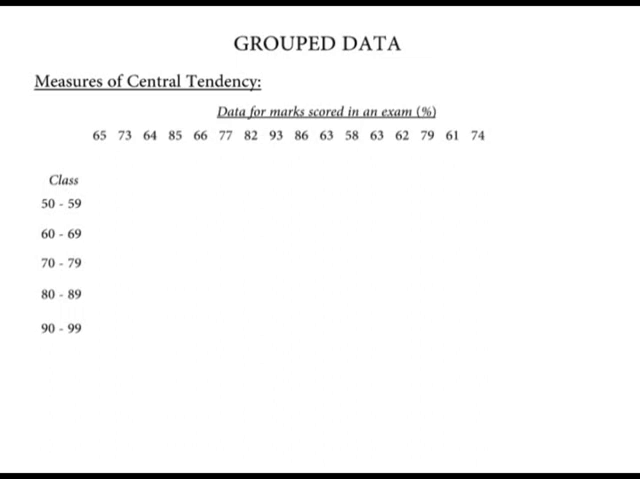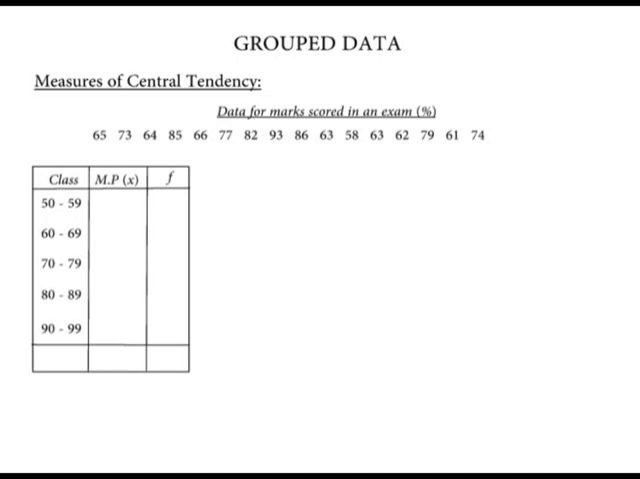Now, when working with grouped data, there is a new column that you must form. That is the midpoint. In the column for classes, we have class limits. In the class of 50 to 59, 50 is called the lower limit and 59 is the upper limit. For the class of 70 to 79, 70 is the lower limit and 79 is the upper limit.